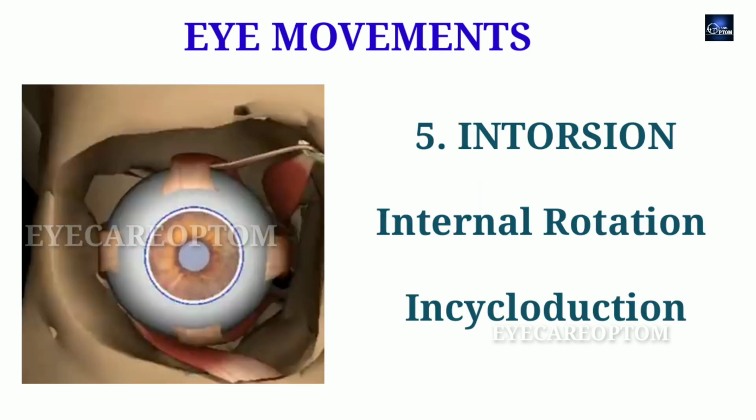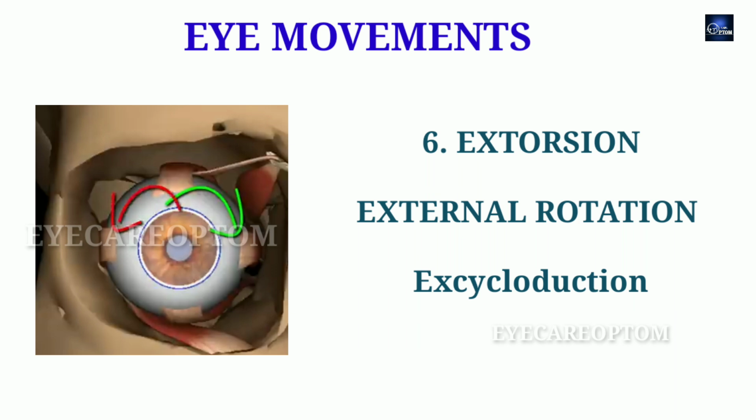Fifth one is intorsion, which is inward rotation of the eyeball, otherwise called internal rotation. And the sixth one is extorsion, external rotation of the eyeball.